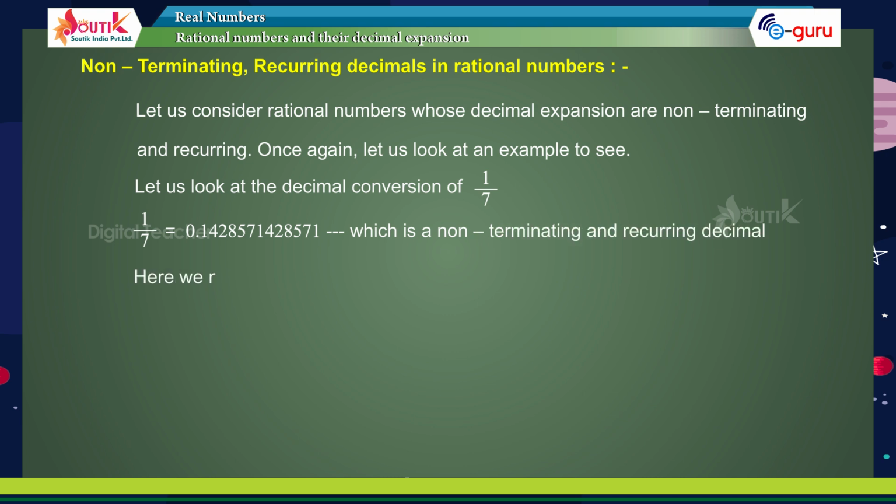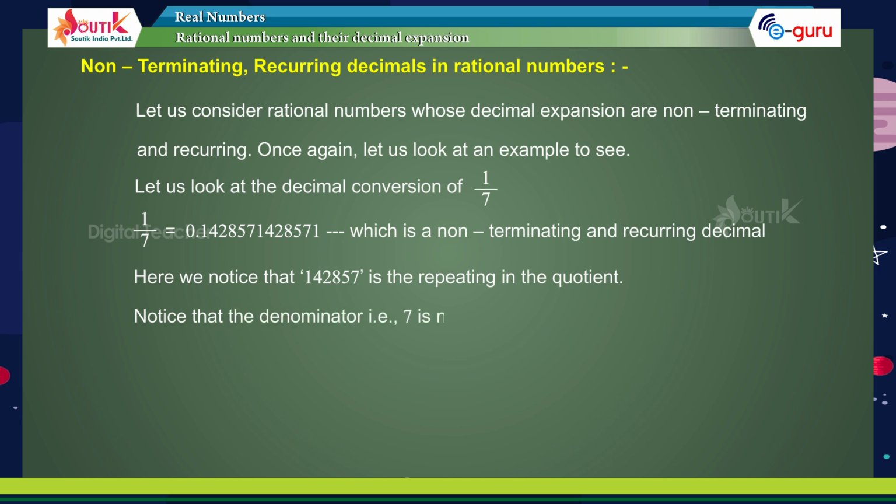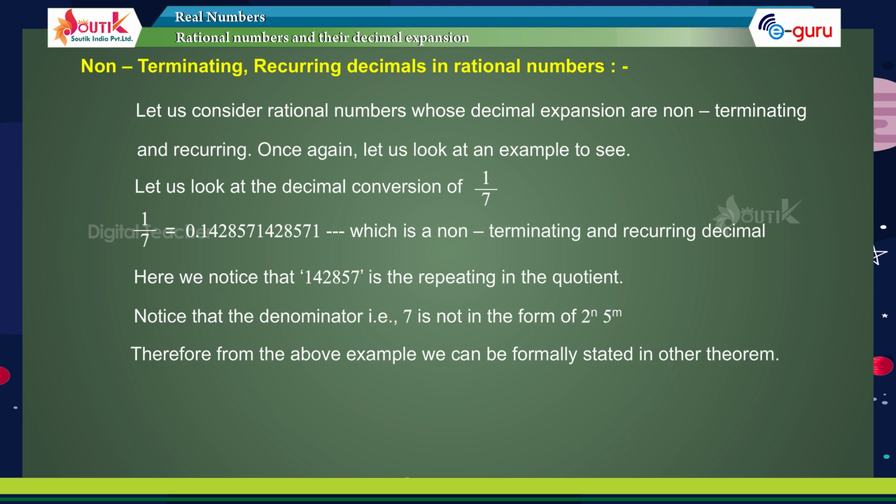Here we notice that 1, 4, 2, 8, 5, 7 is repeating in the quotient. Notice that the denominator, that is 7, is not of the form 2 to the power of n, 5 to the power of m. Therefore, from the above example, we can formally state another theorem.